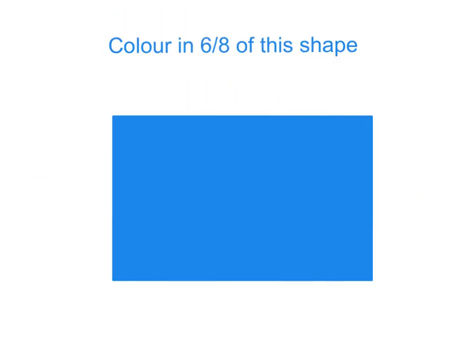Okay, so the first thing we're going to try and do is colour in 6/8 of this shape. Now remember, when you see it in class, we usually write it like this, but I can't write that on my keyboard, so it had to look like that. So 6/8 of this shape. So how are we going to do that? First we've got to think about 6 over 8, what is the denominator? That's 8. So we've got to cut it into 8 different parts.